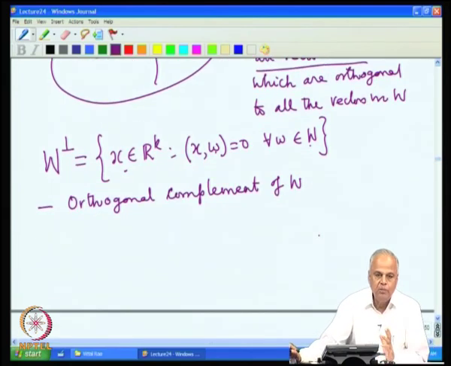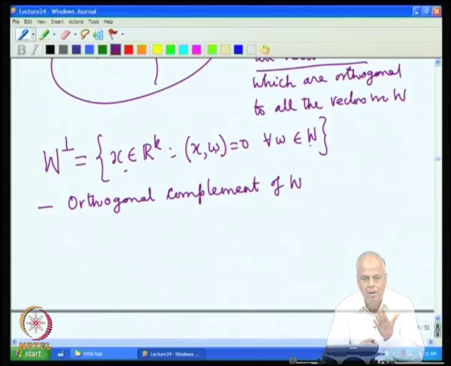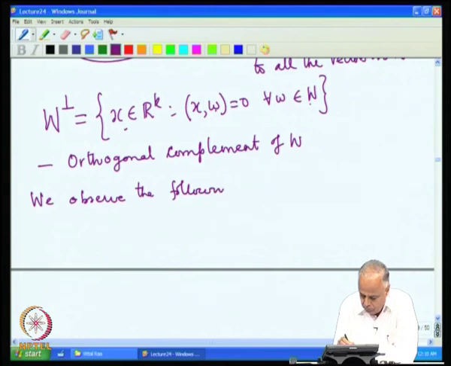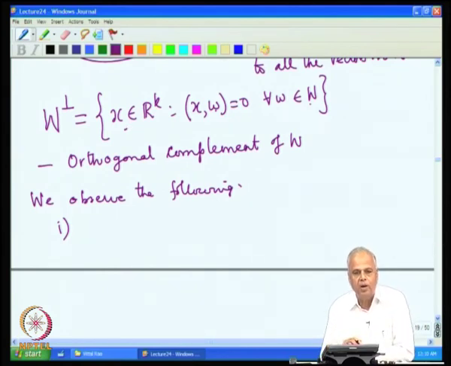Now, first of all, is there any vector at all that is orthogonal to all the vectors in W? Because we want to make sure there is something in W perp or not. Clearly the 0 vector is orthogonal to all the vectors, and hence in particular it is orthogonal to all the vectors in W, and hence it belongs to W perp. So, we observe the following. One, of course, W perp consists of vectors in R^k. So, it is a subset of R^k.